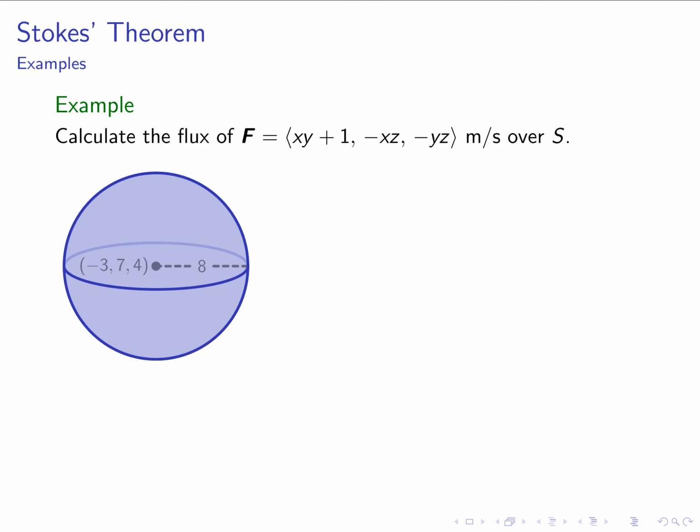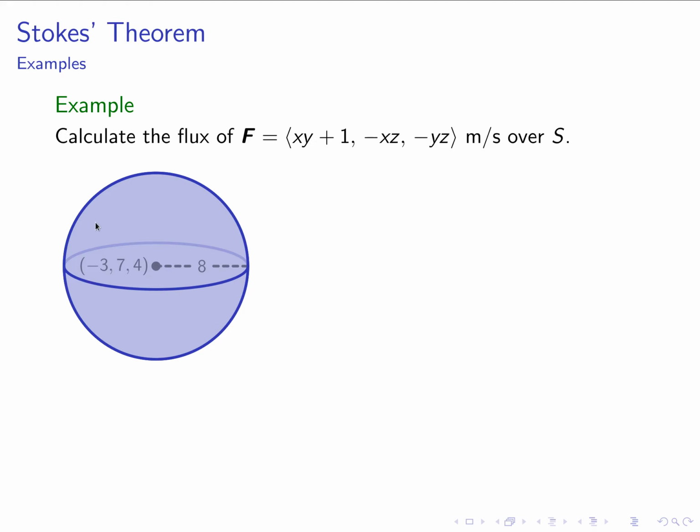For our last example, let's look at an interesting example where we want to calculate the flux of a particular vector field. So here, in this example, we want to calculate the flux of this vector field, which is given by, in coordinates, (xy + 1, -xz, -yz). And here, the vector field has units meters per second. So this is a velocity field. So we want to calculate the flux of this vector field over a particular surface.